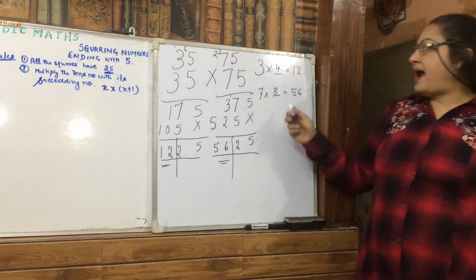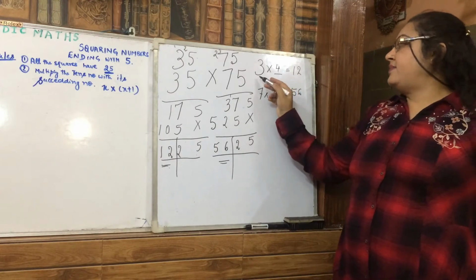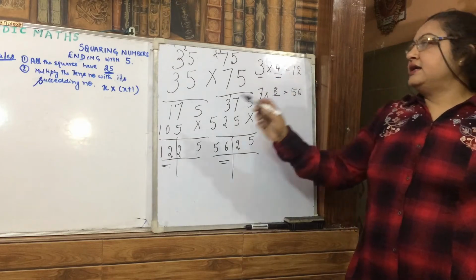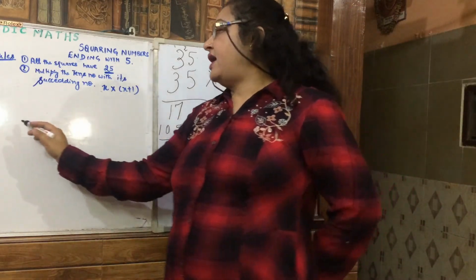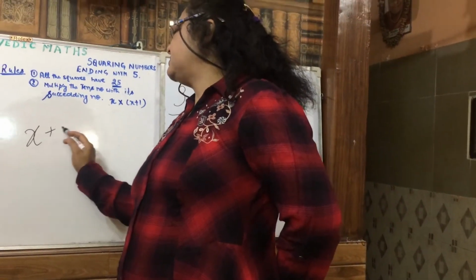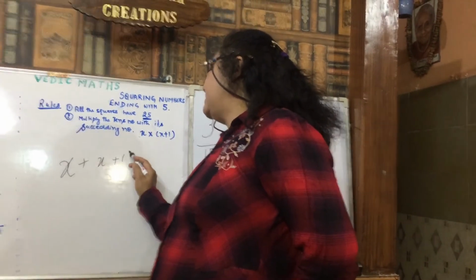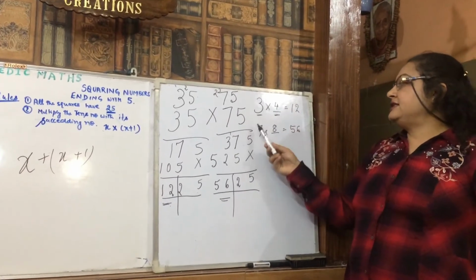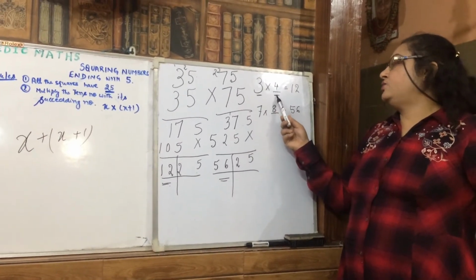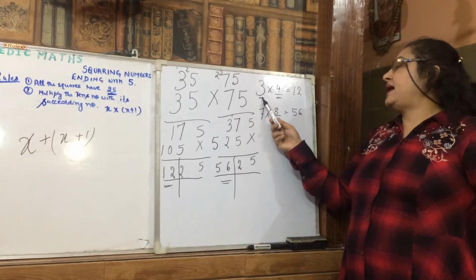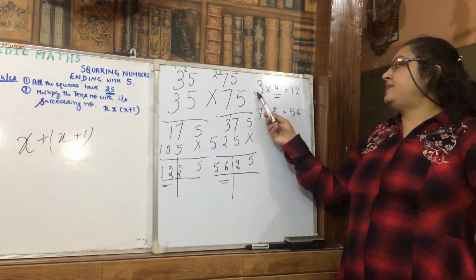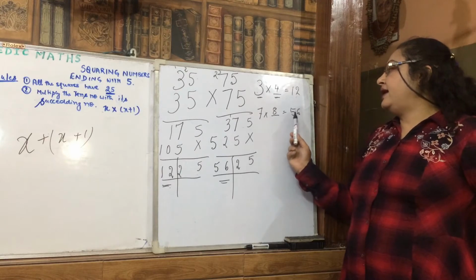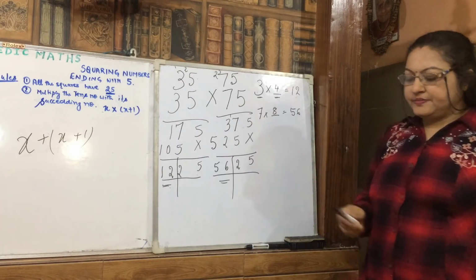So the pattern is the number at the tens place times the number succeeding it. So x into x plus 1 is the rule for Vedic math. What you have to do for any number ending with 5 is take the tens place, add 1 to it and multiply with the next number. So 3 plus 1 gives you 4, 4 into 3 is 12; 7 into 8 is 56.